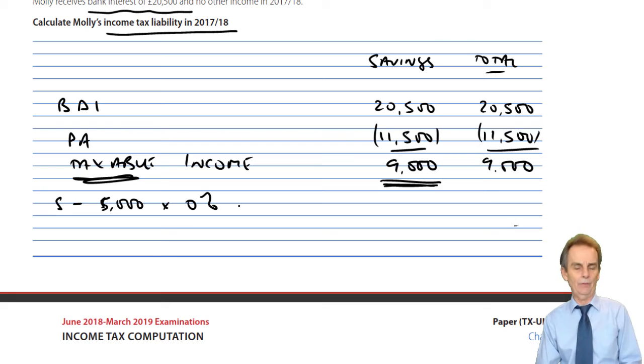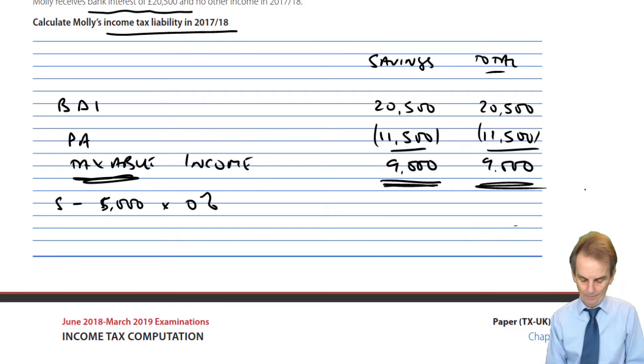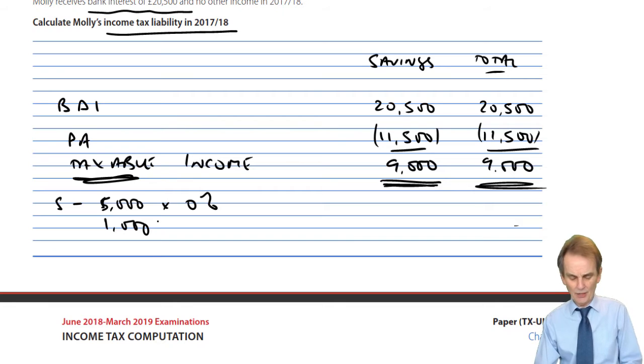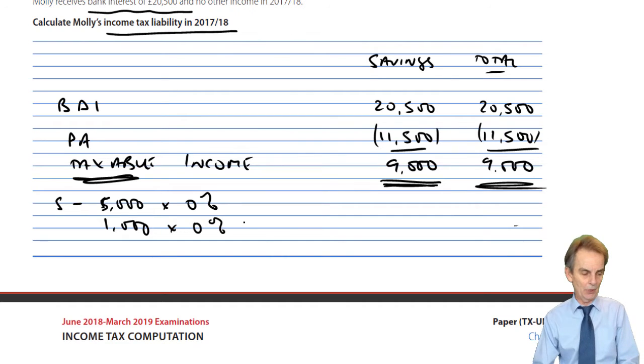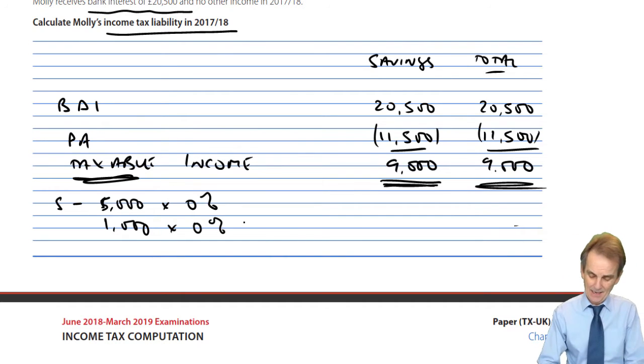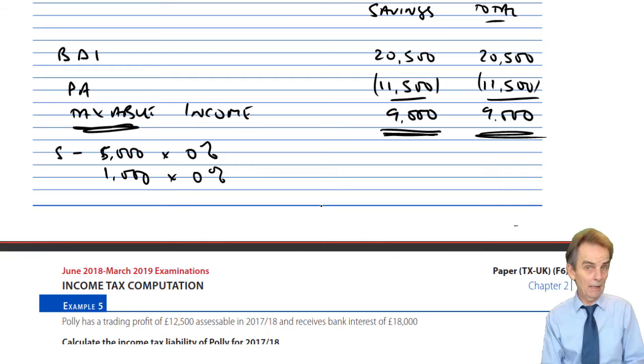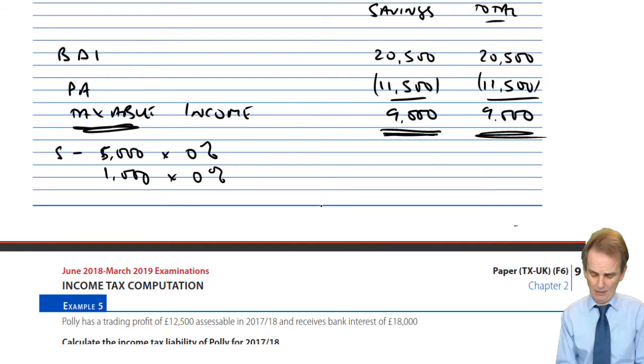We use that first. We then look at the savings income nil rate band. Clearly, with these levels of taxable income, our taxpayer is just a basic rate taxpayer. So Molly here gets the £1,000 savings income nil rate band, again at 0%. And that leaves you with, we've now accounted for 6 of the £9,000.